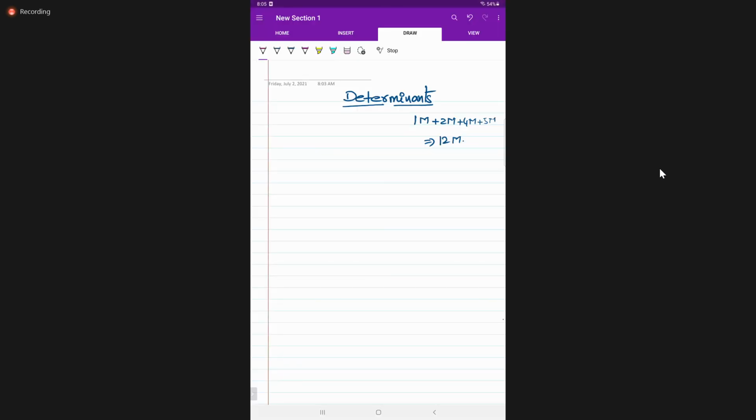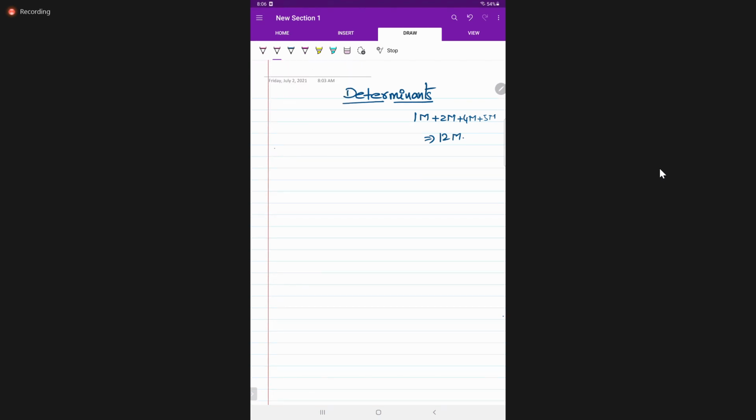So what do you mean by determinants, students? Determinants. Only 35 members are there. Okay. First, write down the definition. Determinants.